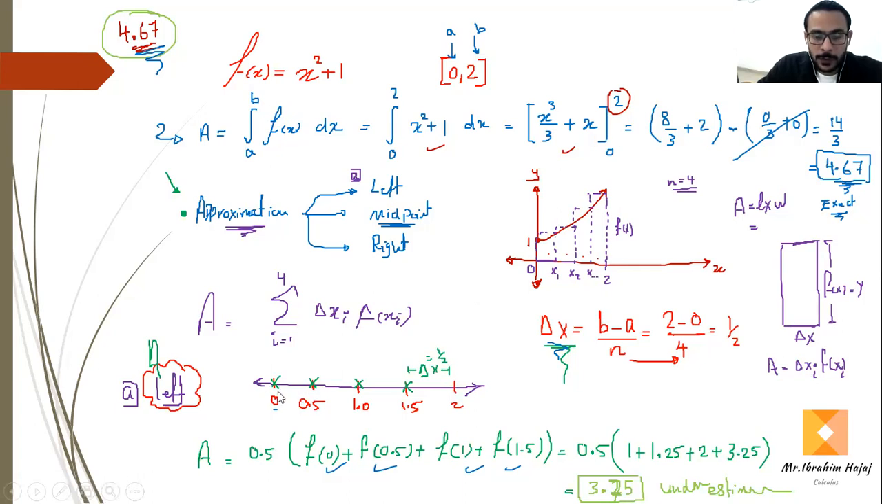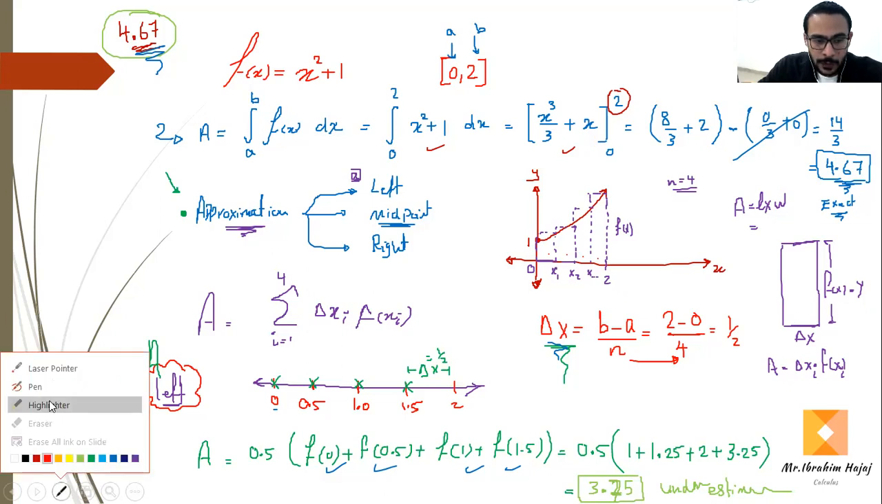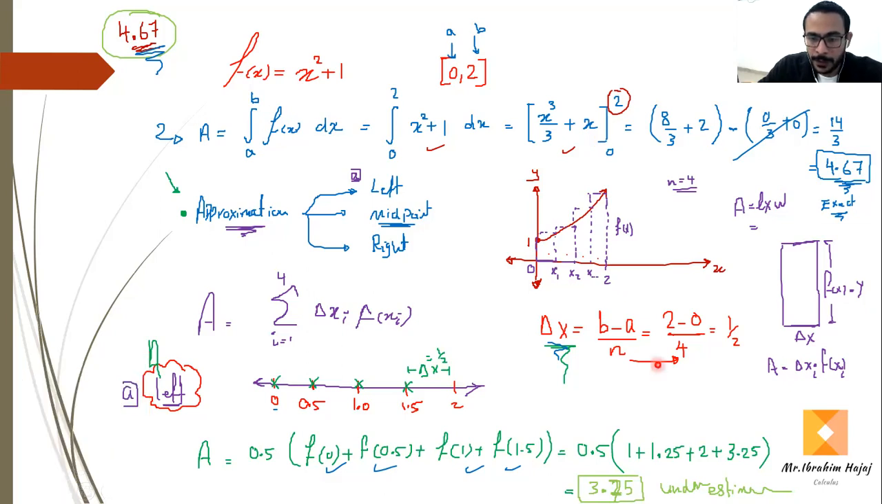From 0 to 2, if we divide into 4 subintervals, we have 0, 0.5, 1, 1.5, and 2. Why is it equidistant? Because delta x is b minus a over n, and we decide that n will be 4 here. 2 minus 0 over 4 is half, such that 2 is b and 0 is a, and 4 is the number of subintervals. So the width of each subinterval is delta x, and here delta x is half.